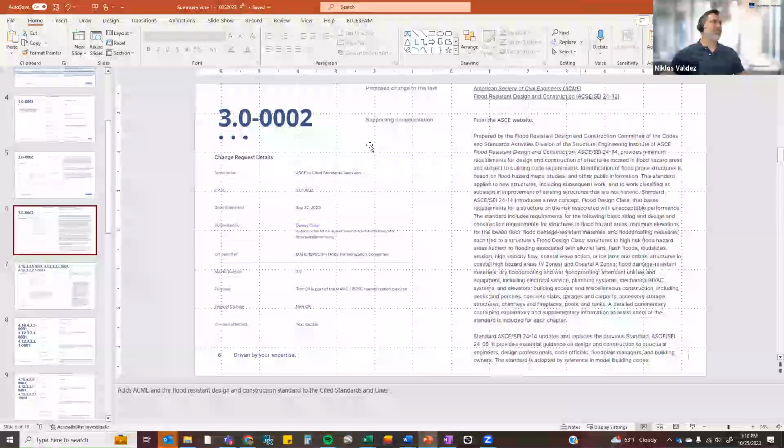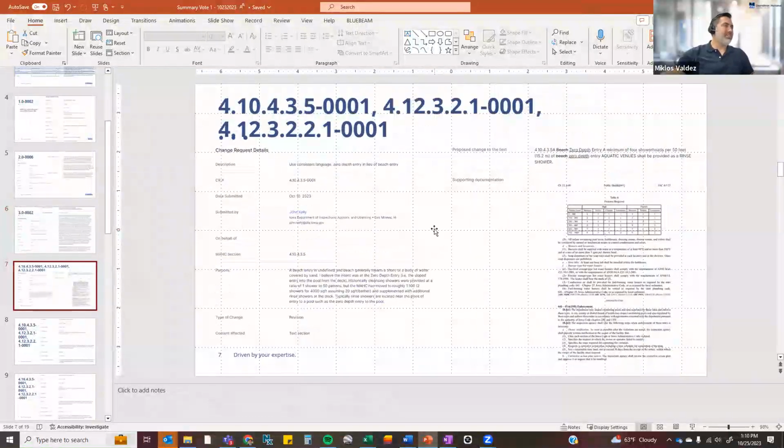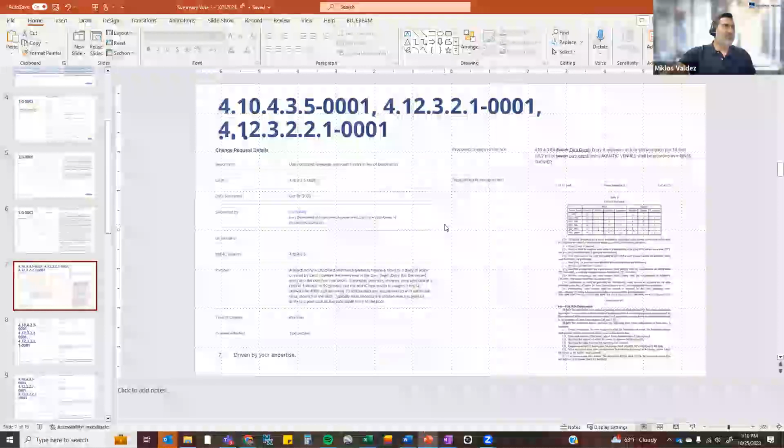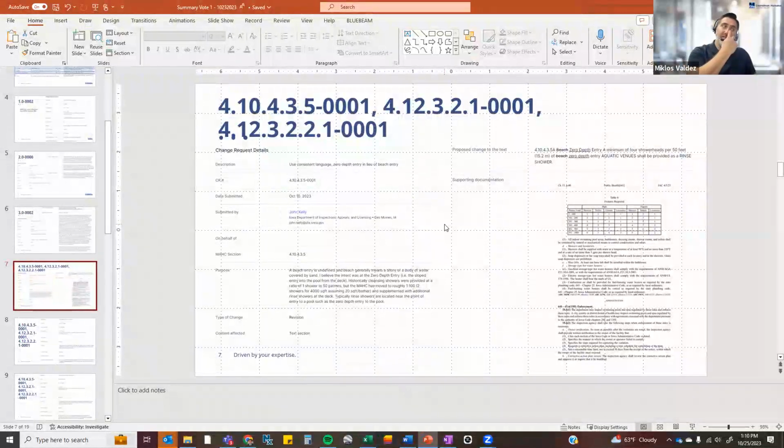All right. Next is a group of 3. So it's 410, 435, 412, 321, 412, 3221. Those are all the first CRs for these. So this first one, they're all around using the same language.